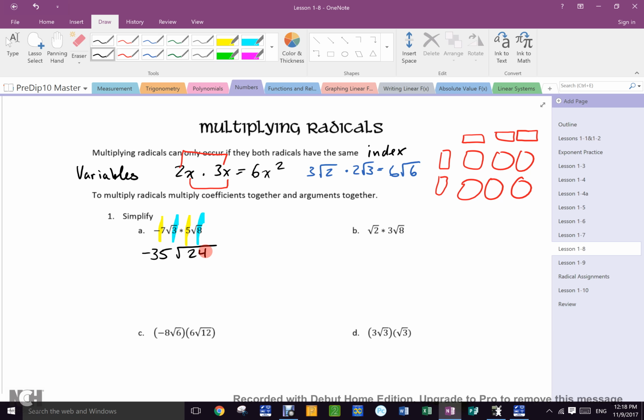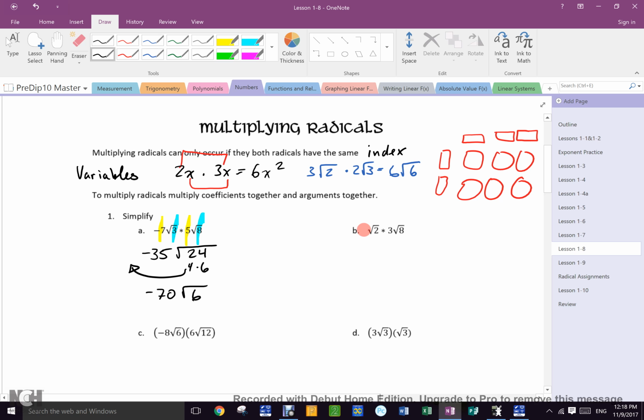Is it the best answer? No. Why? What would we simplify? The 24 to be 4 times 6. What would come out? 2. What's already out? Negative 35. So the answer is negative 70 root 6. Wow. Got it? We did that. Easy peasy lemon squeezy, right? Great. Do the next one.